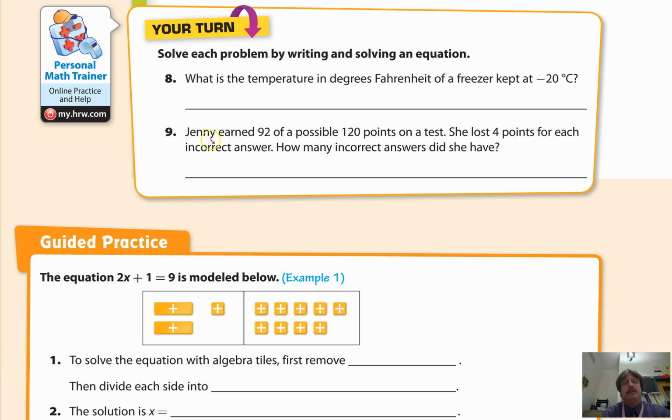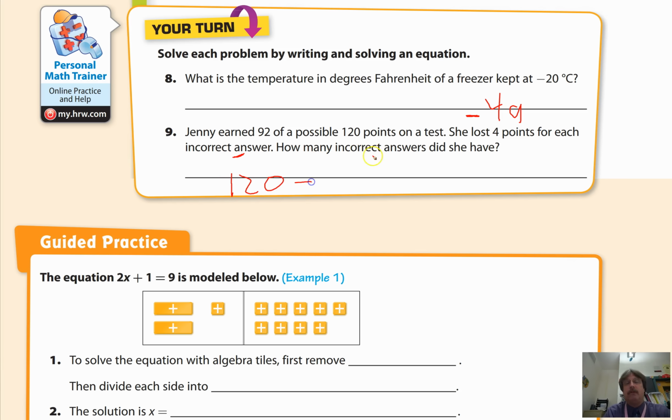Number 9, Jenny earned 92 of a possible 120 points on a test. She lost 4 points for each incorrect answer. How many incorrect answers does she have? Well, if she lost 4 points for each one, let's say we're going to use A for answer, and lost is going to be a negative, and it's 4 points for each answer. So negative 4A. She started at 120, so 120.